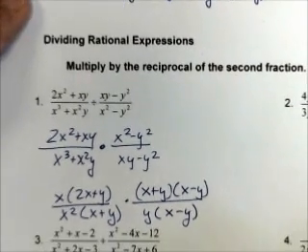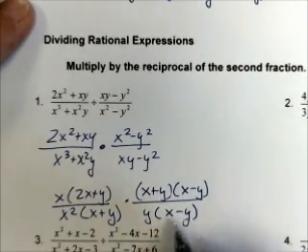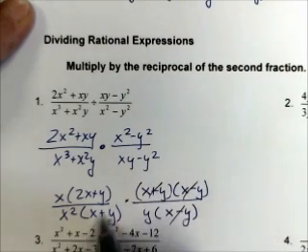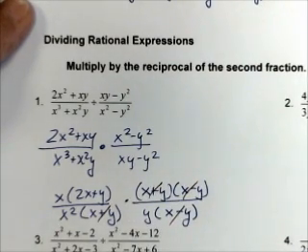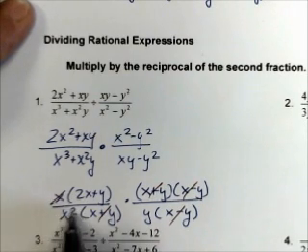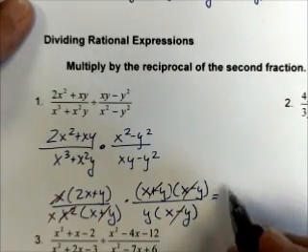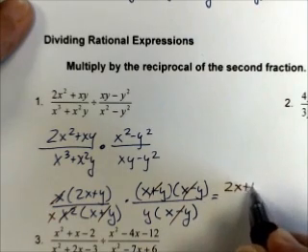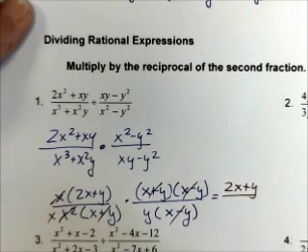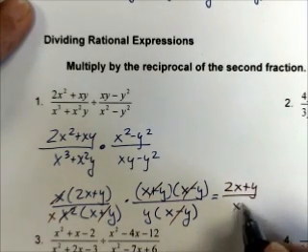Divide out common factors to numerator and denominator. So the x minus y's divide out. The x plus y's divide out. And this x in the numerator divides out with one of those. So we have 2x plus y for a numerator over xy.